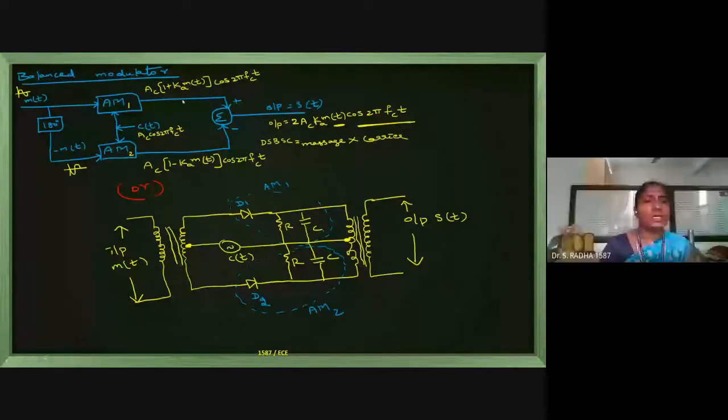Now here you can see this is the balanced modulator. This is the balanced modulator circuit diagram. This is another circuit diagram for the balanced modulator. This diode D1 with RC is equivalent to AM1. This diode D2 with RC is equivalent to AM2. And the carrier signal is given, input and output. This is another model of balanced modulator.